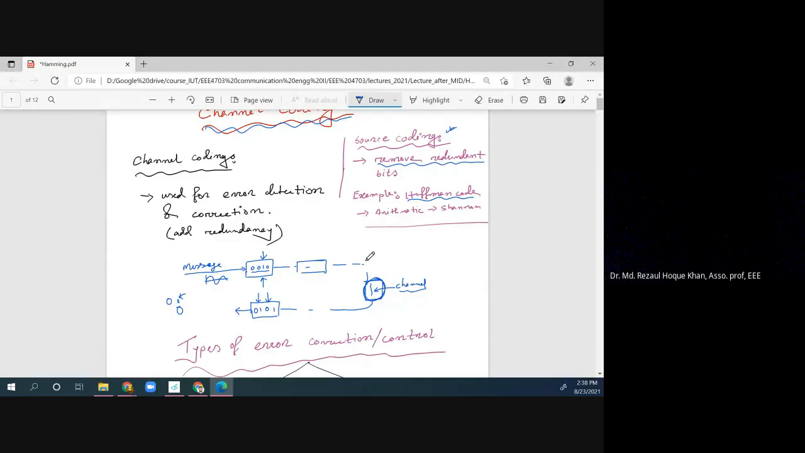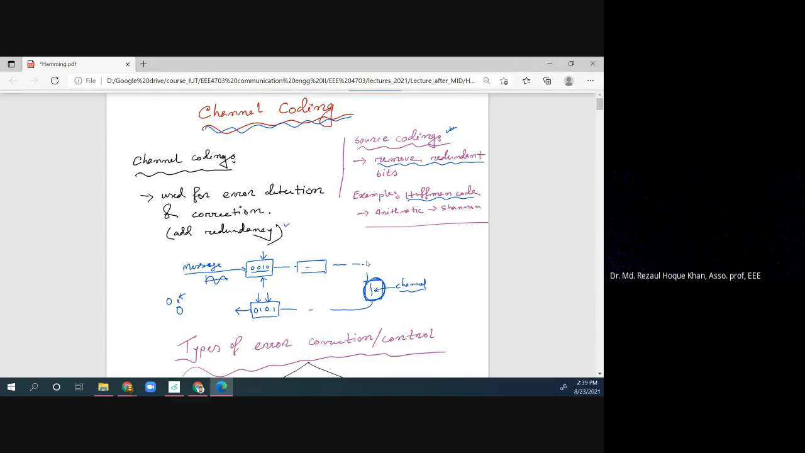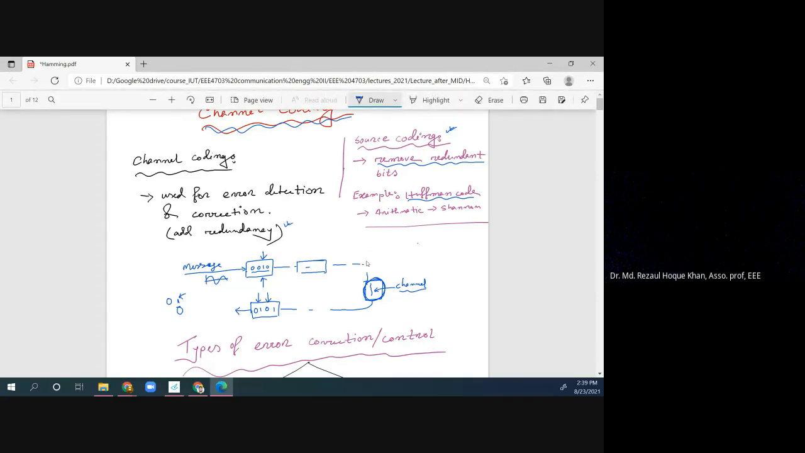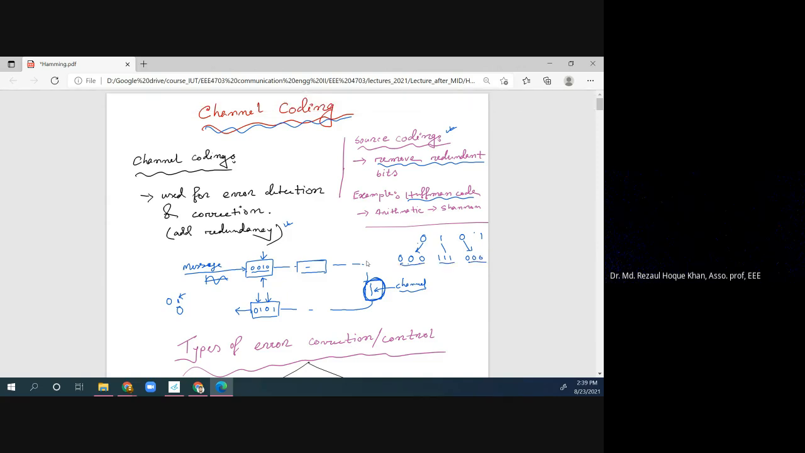So in channel coding, we add redundancy. What is adding redundancy? For example, I have 0 1 0 1. A very common way is to transmit each bit a few times: transmit 0 three times, 0 0 0, transmit 1 three times, transmit 0 three times. This is not an actual code, just an illustration. Of course, there is a trade-off in this.